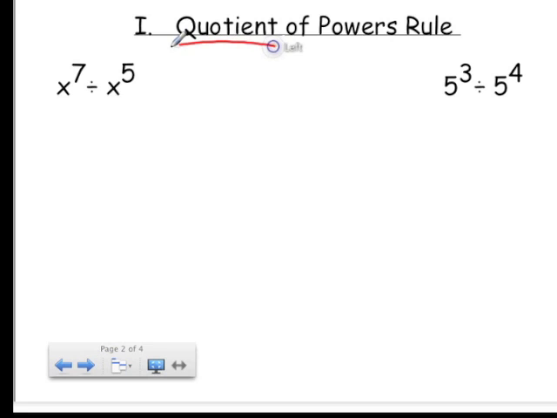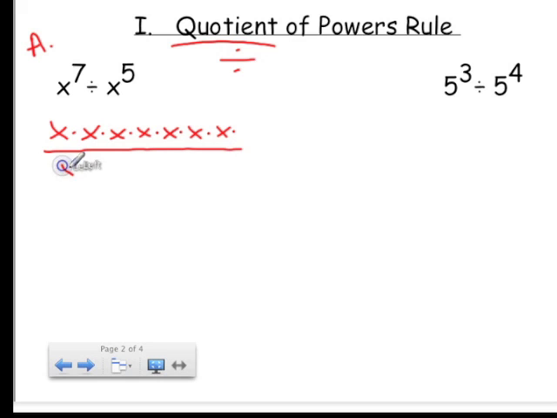The quotient of powers rule, as it says in the name, should give you a hint that we're talking about dividing powers, and a trick or a rule that comes about when we are dividing powers with the same base. So in this example, where we have x to the 7th divided by x to the 5th, one way we could write this is actually as a fraction. X to the 7th really means x times x, 7 times, 1, 2, 3, 4, 5, 6, 7, divided by x to the 5th, which means x times x 5 times.